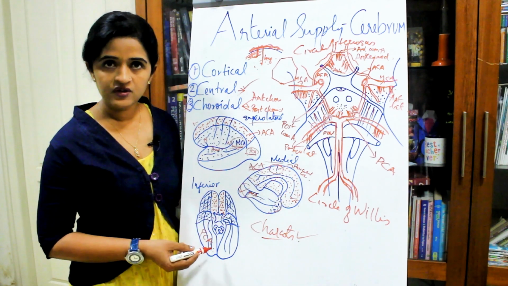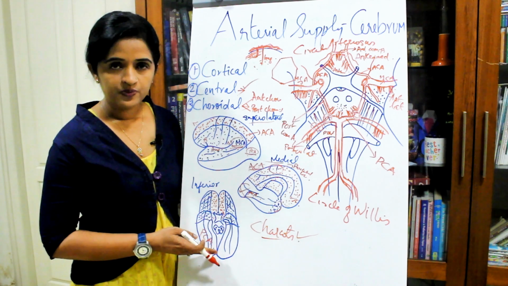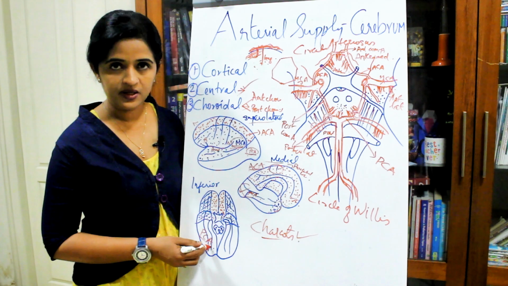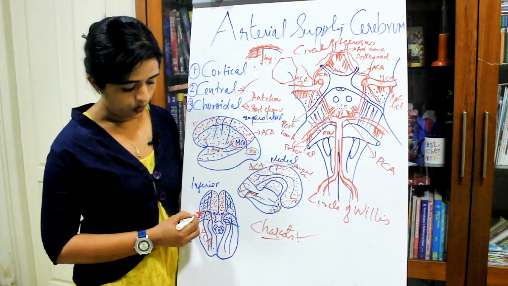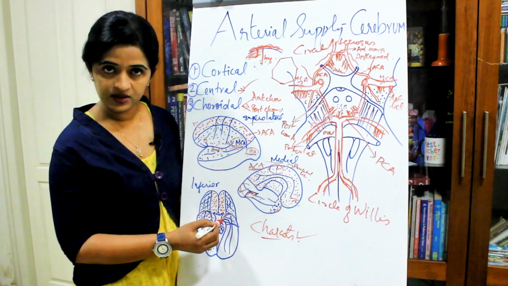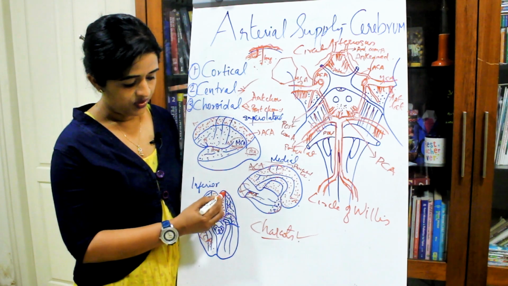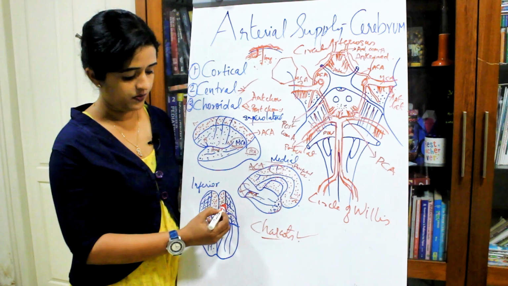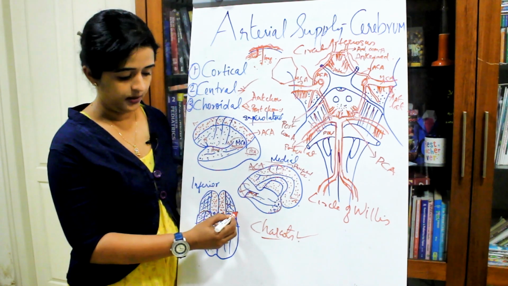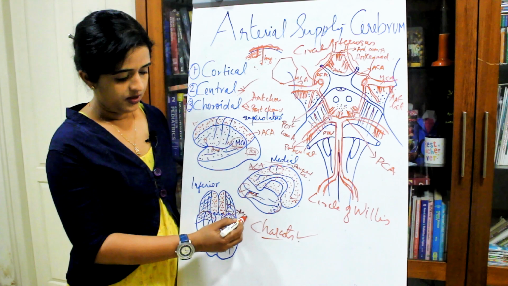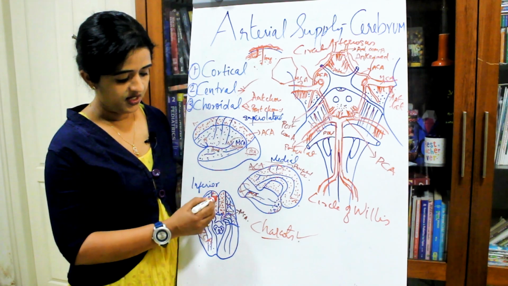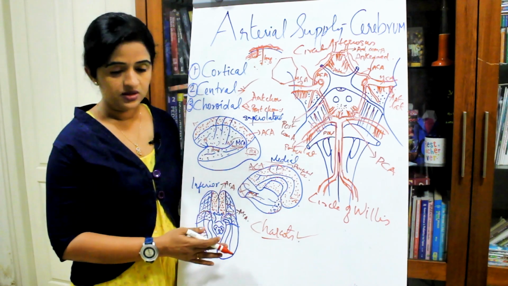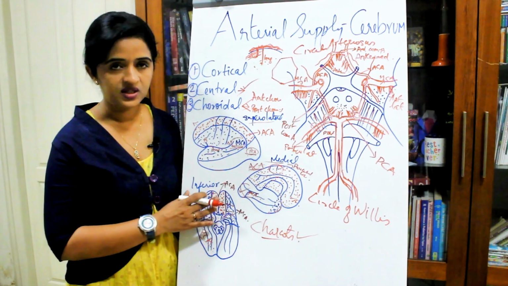Now if you look onto the inferior surface, again the posterior aspect, 2/3, is supplied by the posterior cerebral artery. The temporal pole is actually supplied by the middle cerebral artery, and also the lateral aspect of the orbital region of the frontal lobe. So this region again is supplied by the middle cerebral artery. The anterior medial aspect is supplied by the anterior cerebral artery. So this is the distribution of these cerebral arteries over the inferior surface.